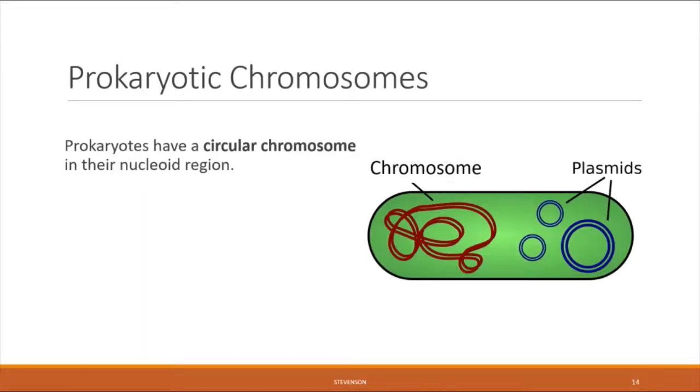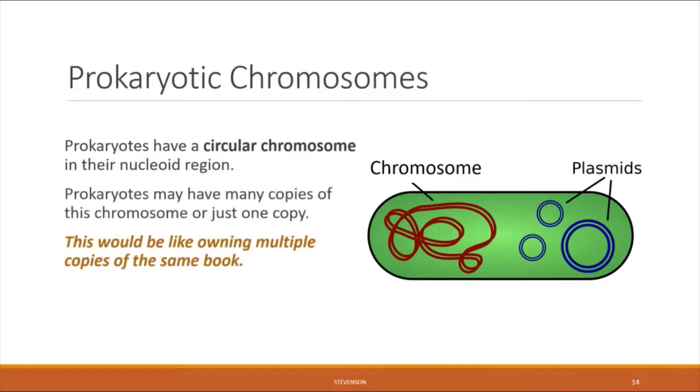So let's talk about the difference between prokaryotic chromosomes and eukaryotic chromosomes because there are consequences for how the cells divide in how their chromosomes are structured. Prokaryotic cells have circular chromosomes that are located in their nucleoid region. And when we say circular chromosomes, we mean it's a long strand of DNA wherein one end meets the other, so it doesn't have distinct ends.